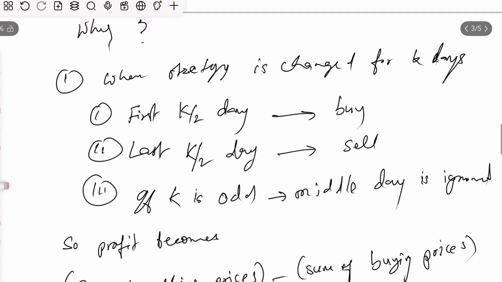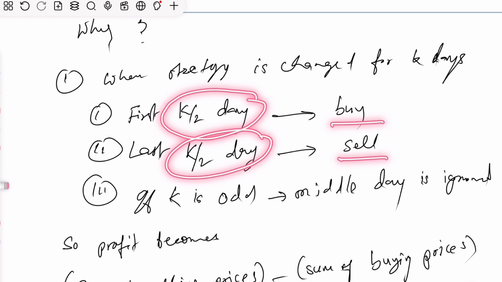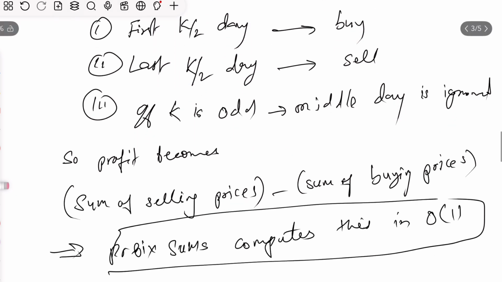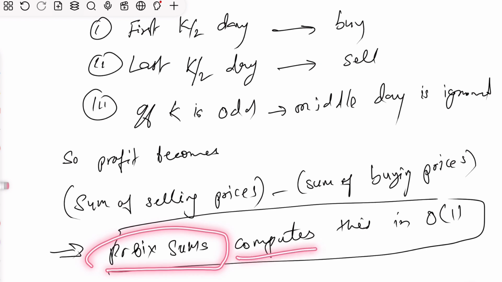Now when we talk about the strategy which is changed for the k days, the first k by 2 days are for buying and the next k by 2 days for selling. If k is odd, the middle day is ignored, right? So the profit becomes the sum of the selling prices minus the sum of the buying prices. You have to track the profit to maximize it. And because the prefix sum computes in O of 1 time, it is better code that we are going to write now.